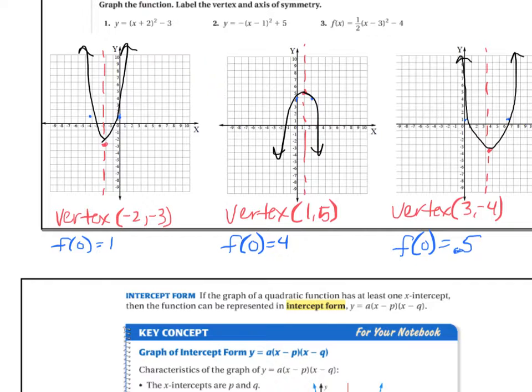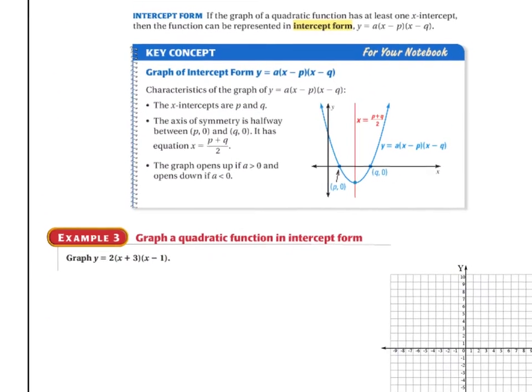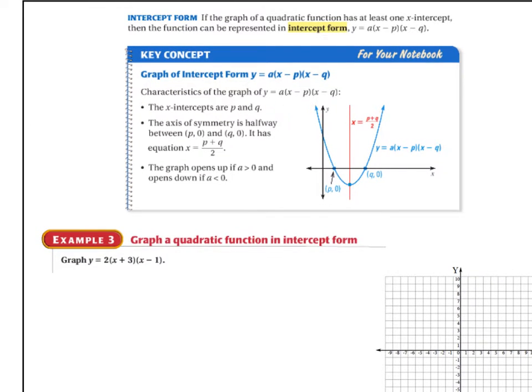All right, let's move on to the intercept form of a graph, and we will look at that key concept here. Intercept form is of this form written right here, where you have the number A still outside, but notice what's inside. You have x minus a number p times the quantity x minus a number q. And this p and this q are your intercepts. You'll notice on the graph here that they show you that there's (p, 0), so that's one x-intercept, and (q, 0), which is your other x-intercept.